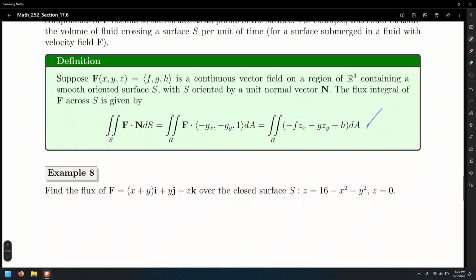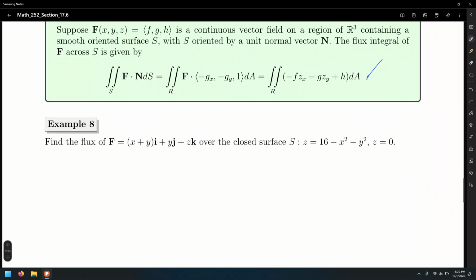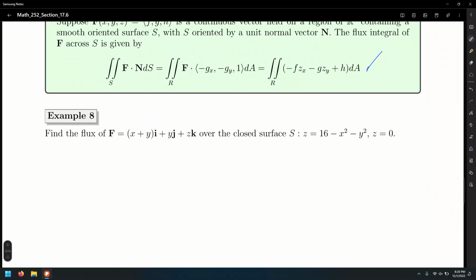So let's look at one example. Find the flux of this vector field over the closed surface S, where S is z equals 16 minus x squared minus y squared, and z equals 0. So we need to have a bound over here, all right? We need to have a bound above or below. In this case, it's a bound below.